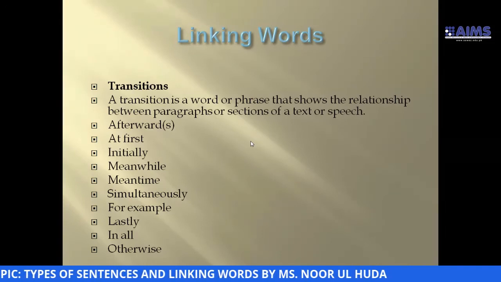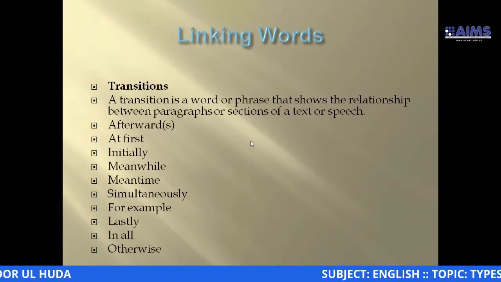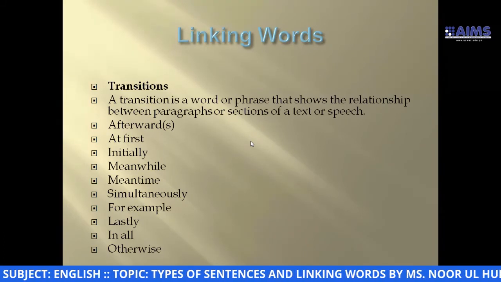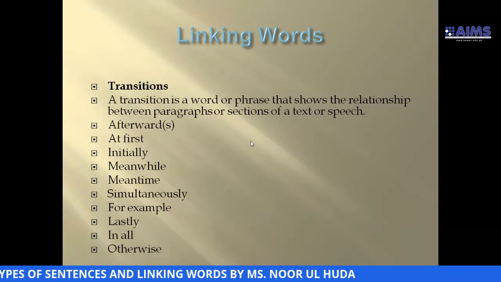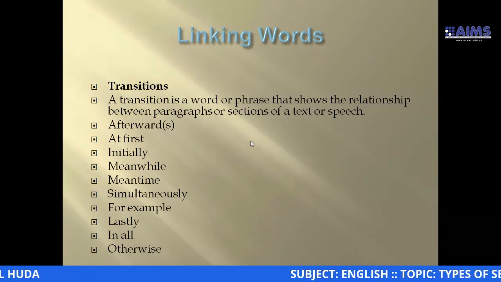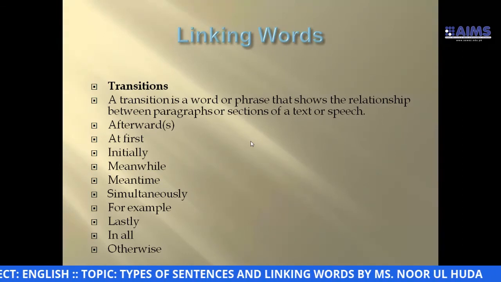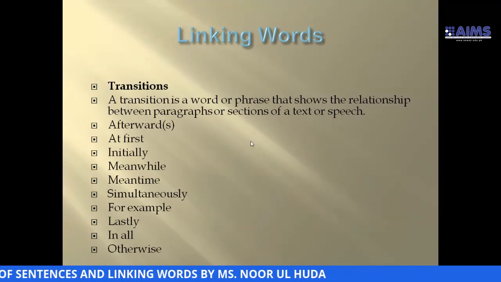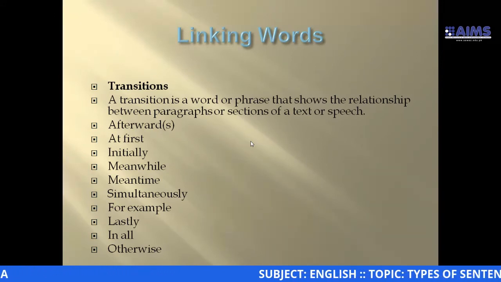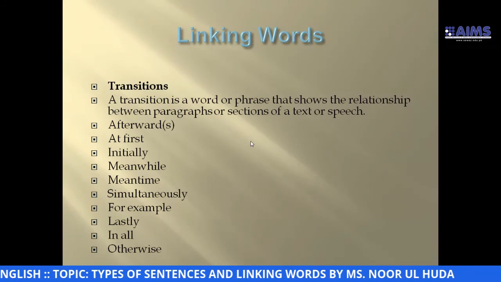There are three types of linking words we use in a text. One is the transition, which is used to transit from one idea to the other. For example, afterwards, at first, firstly, secondly, lastly. These are the transition words: at first, initially, meanwhile, meantime, simultaneously, for example, lastly, and otherwise.